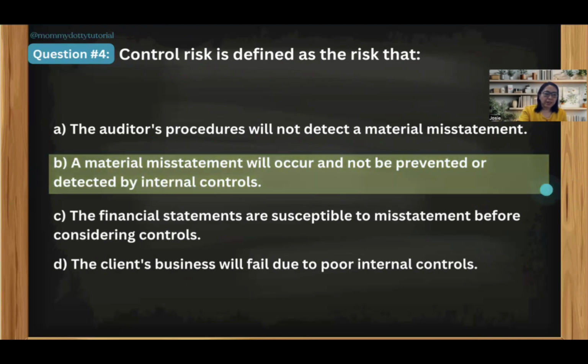The correct answer is letter B. A material misstatement will occur and not be prevented or detected by internal controls. So it's from the word control risk. Merong misstatement, merong material, hindi lang basta misstatement, material misstatement will occur. Ang pwedeng mangyari. And hindi siya mape-prevent or madedetect ng management. Yung internal control na deploy or ina-apply ng management. Okay?